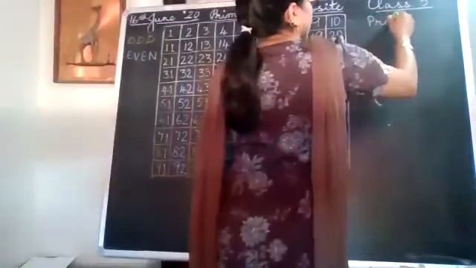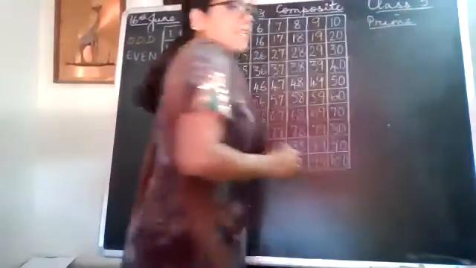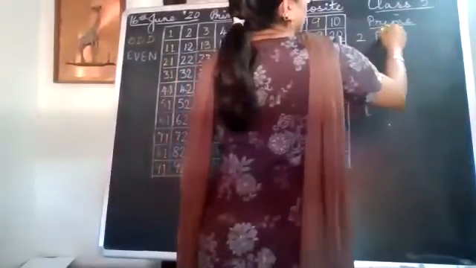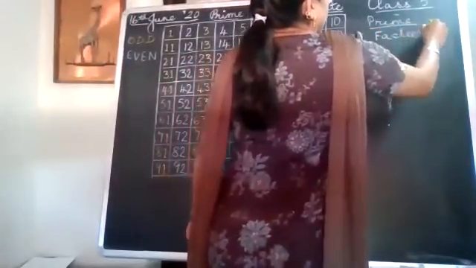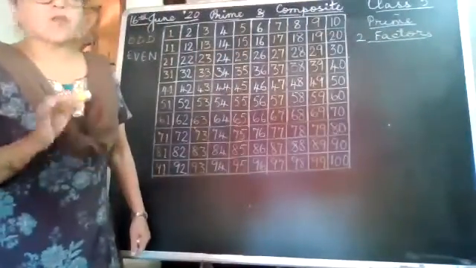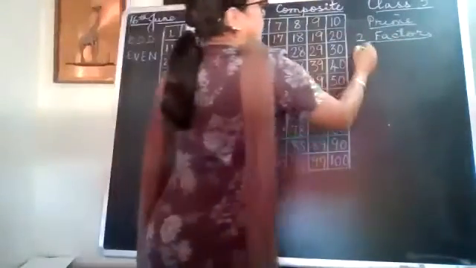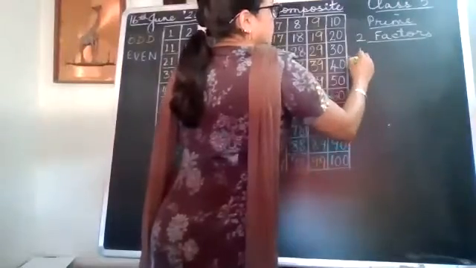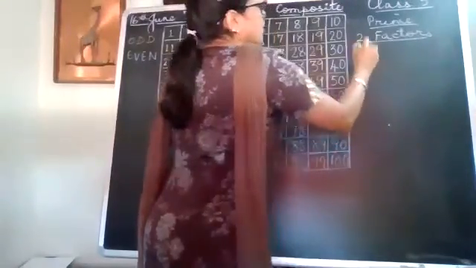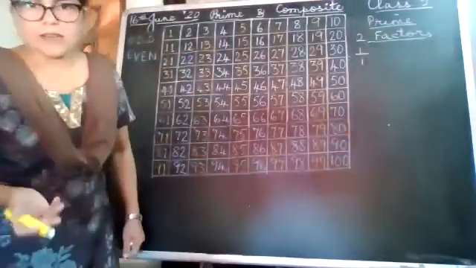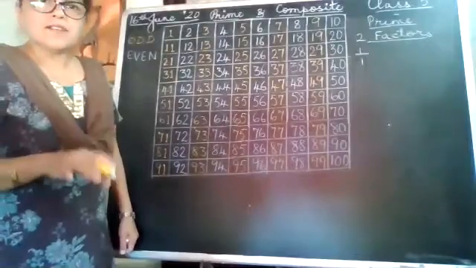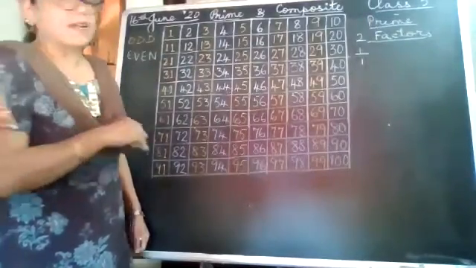A prime number is a number which has only 2 factors. In the earlier classes, we learned how to find the factors of numbers. Say for example 1. The factor of 1 is only 1. No other number will divide 1. Only 1 can divide 1.